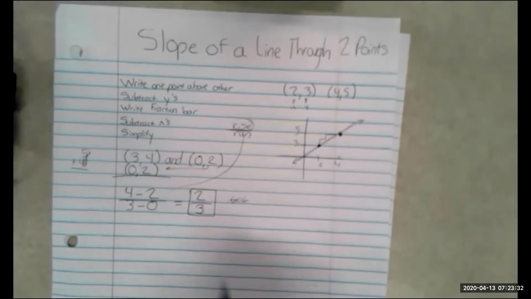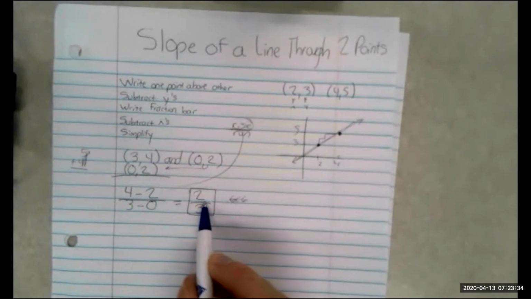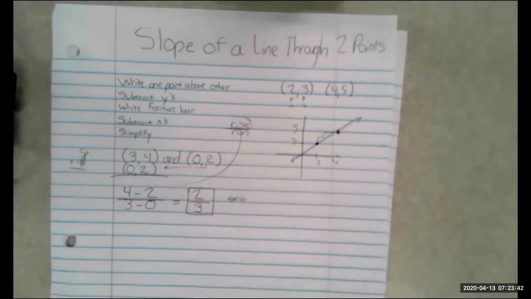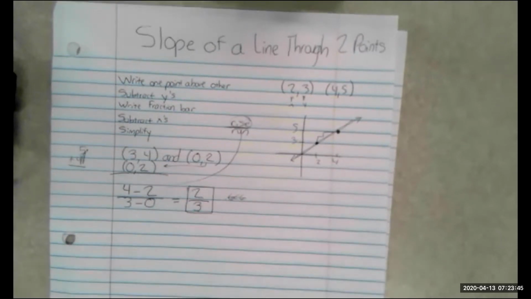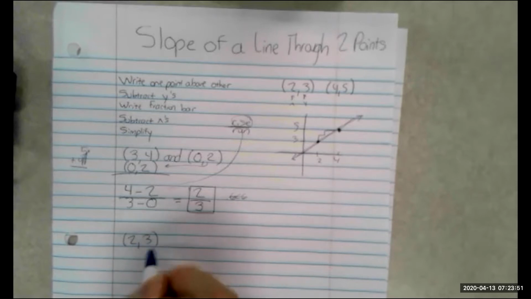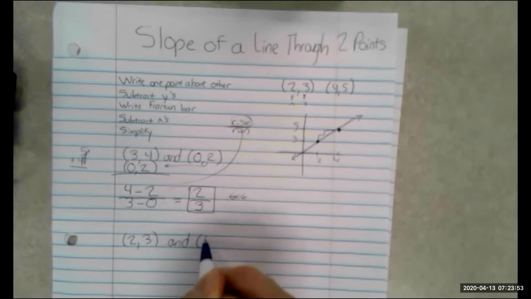Right? And if you remember from the graphing lesson, if you were to graph a line that had a slope of 2 over 3, you would rise 2, run 3, make a point. Rise 2, run 3, make a point. So we just found slope kind of just by using the numbers instead of graphing. Here's another example. Say I had the points 2, 3 and 1, 5.